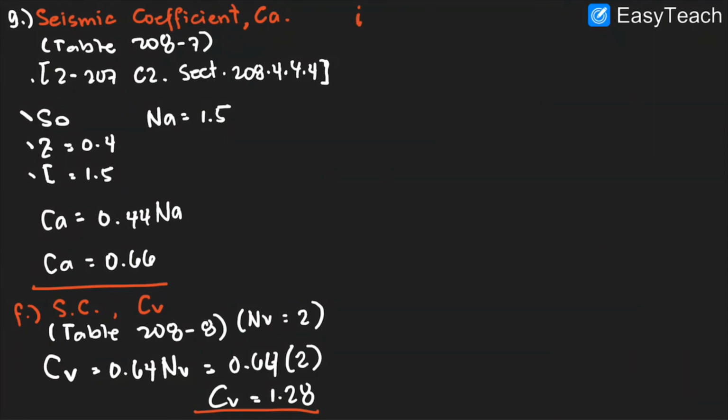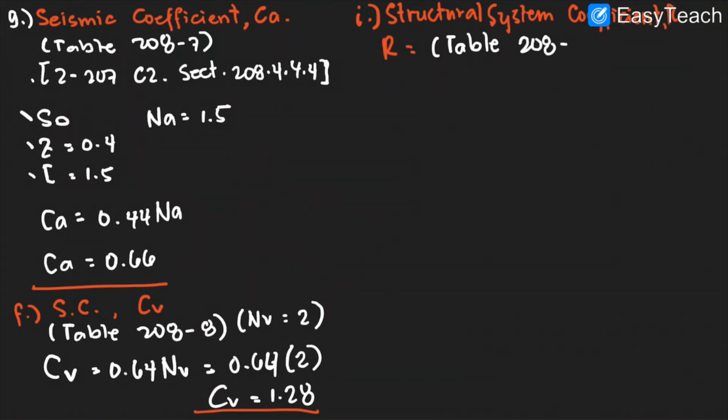Next one will be your structural system coefficient R. Structural system coefficient R is now identified at tables 208-11A, B, and C, page 2-223 of chapter 2, section 208. Now take note of this. Anong klaseng structure yung itatayo natin? Steel ba siya? Timber ba siya? Reinforced concrete pa siya? Anong klaseng system? Meron ba siyang shear wall? And so forth and so on.